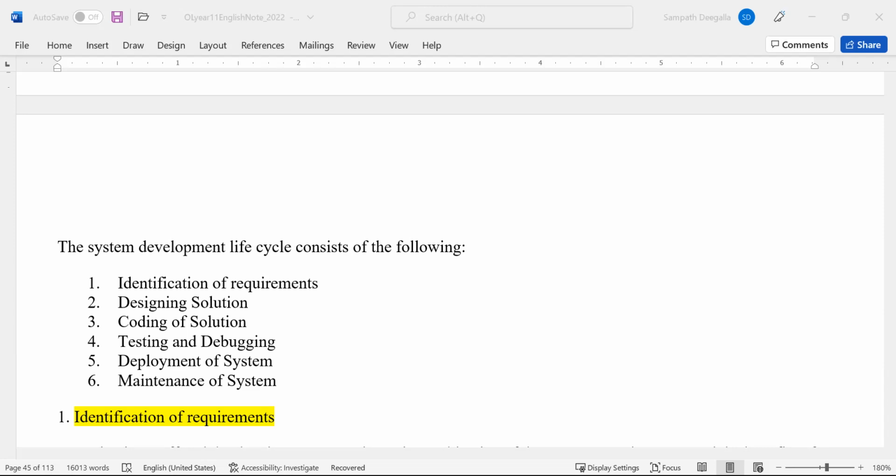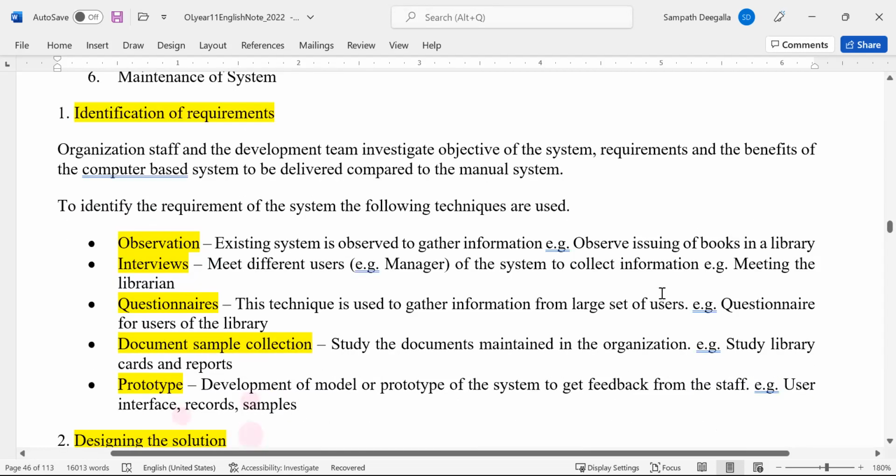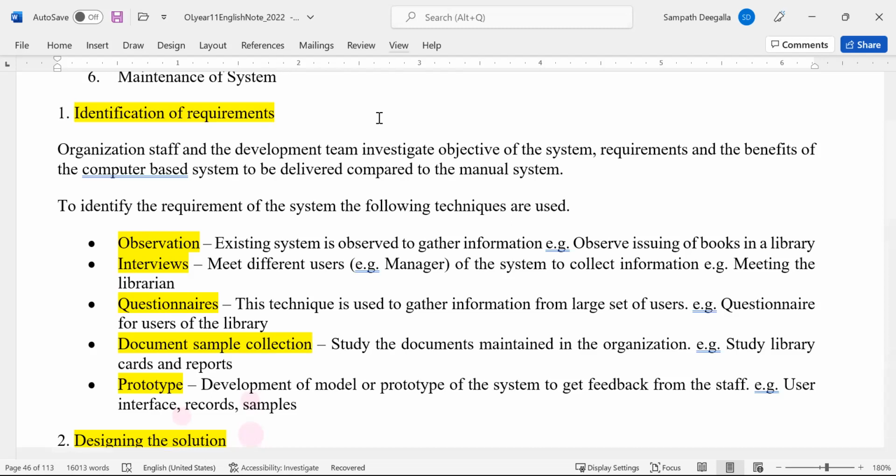The first one is identification of requirements. Now, when you say identification of requirements, there could be many ways to do this, right? Usually you need to know what are the objectives of the system. What are the vision and mission? Because any information system should meet the requirements, right? And we also need to compare what benefits you might get compared to a manual system, right?